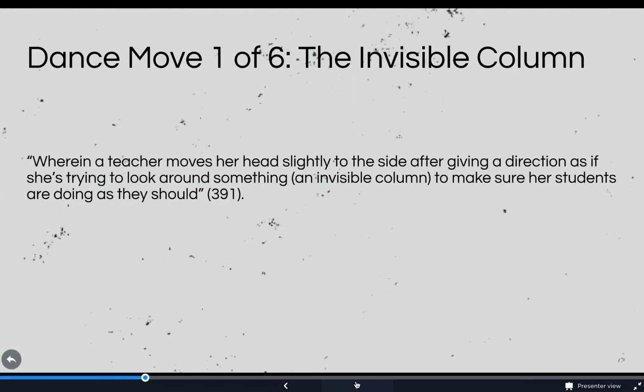Dance move number 1, the invisible column, wherein a teacher moves her head slightly to the side after giving a direction, as if she's trying to look around something, an invisible column, to make sure her students are doing as they should. So basically, this translates to, you give the direction, and then you just keep searching around. Like you're sort of looking straight, and then you squint a little to see if your students are actually doing what they say they are. I think this could also apply to when you're at your main desk and your students are doing work, and then you just peek out to see if they're actually doing the work.